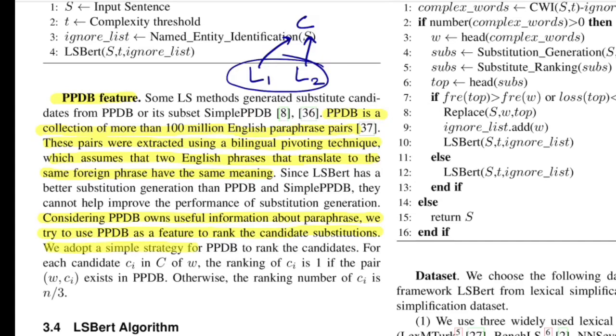We adopt a simple strategy to rank the candidates for each candidate Ci in capital C of W. So W is the complex word. After it goes through BERT, you get n candidates. Each of them is called Ci. So the ranking of each substitute is 1 if the pair of word and substitute exists in the database. Otherwise, the ranking is decided as n by 3, where n, if I remember correctly, they have mentioned to be the total number of substitutes they have. So this is the ranking mechanism that they employ from the PPDB database.